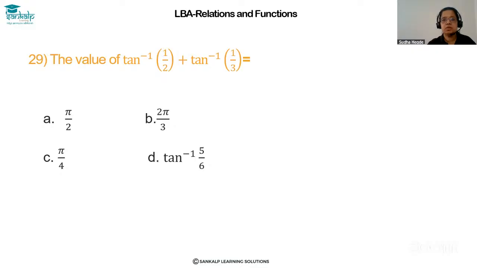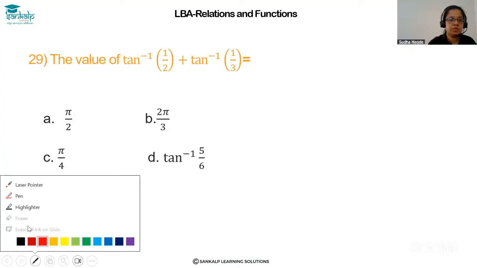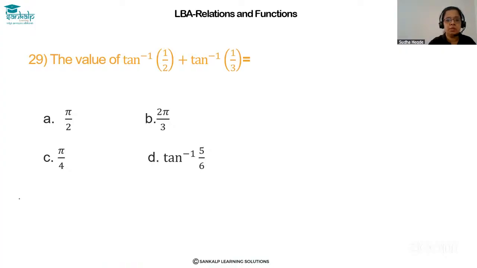Hi students, the question is the value of tan inverse 1 by 2 plus tan inverse 1 by 3. Option A, pi by 2. Option B, 2 pi by 3. Option C, pi by 4. Option D, tan inverse pi by 6. Here you need to find tan inverse 1 by 2 plus tan inverse 1 by 3.